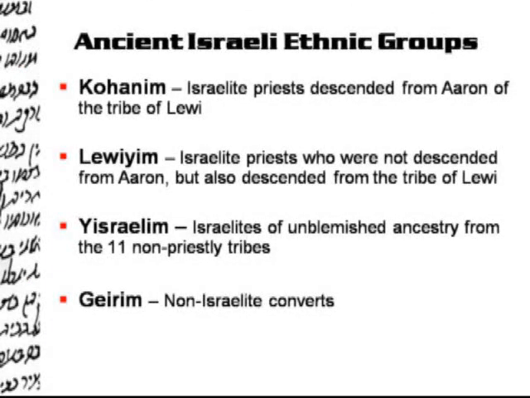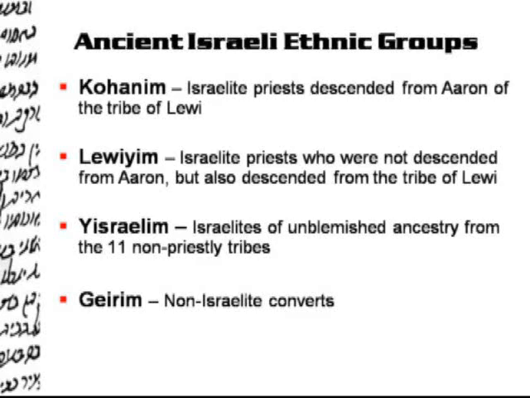The first group were the Kohanim. They were Israelite priests who were descended from Aaron, the brother of Moses, who was of the tribe of Levi. The Leviim, who were the Israelite priests who were not descended from Aaron, but were also descendants of the tribe of Levi. The Israelim from the non-priestly tribes, which were 11 tribes, and Geirim, who were non-Israelites who converted to the Israelite faith.